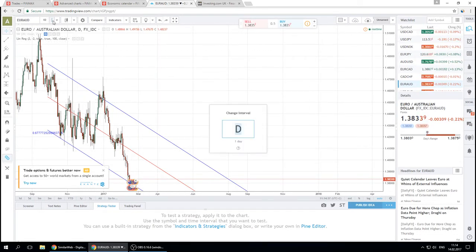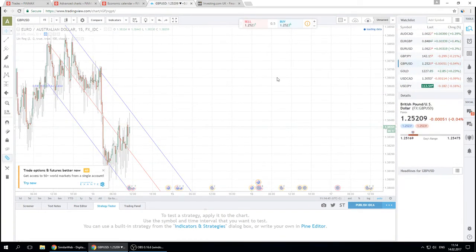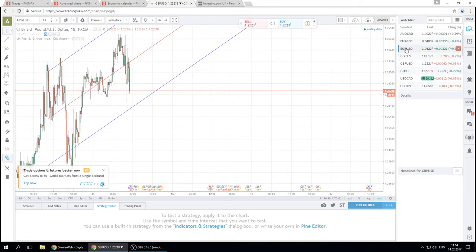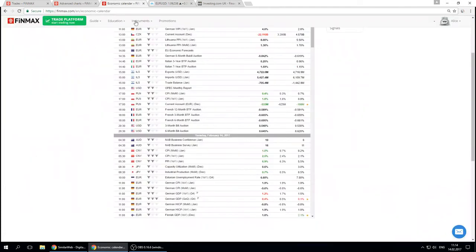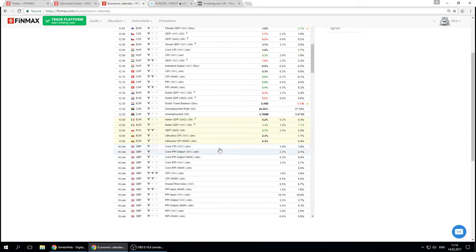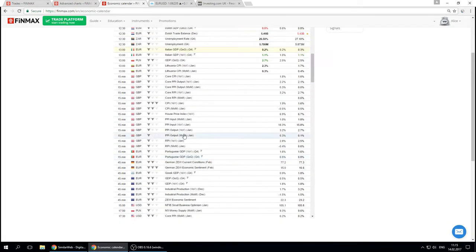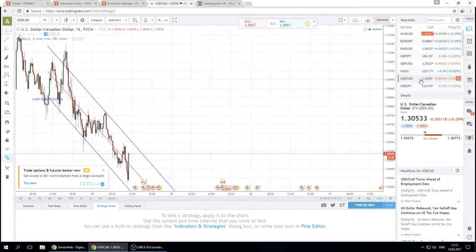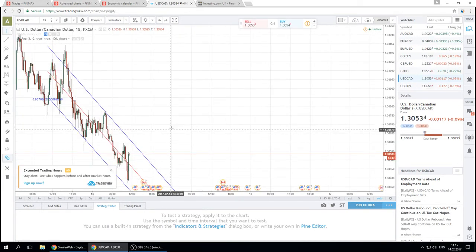Okay, let's switch to a bit shorter time frames. Choose something more classic, Euro USD. Well, as far as I recall, we have some economical news right now on Euro. Here they are, and soon there will be news on the British pound. So let's choose something that won't be influenced by the events on the market. USD Canadian dollar.